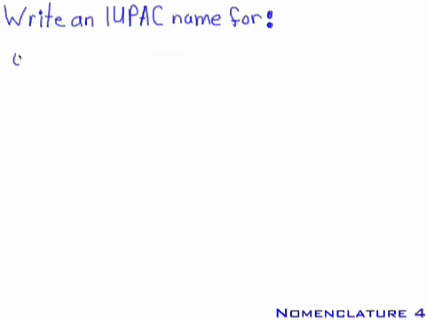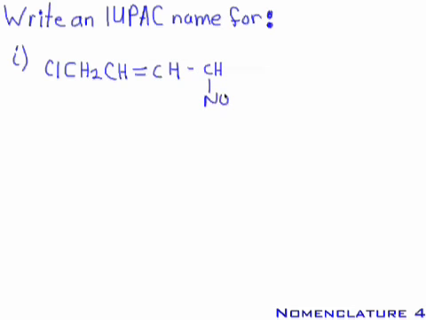The first molecule that we were asked to write an IUPAC name for had a chlorine attached to a CH2, which I believe was attached to a double bond, which is attached to a carbon with a hydrogen that had this NO2 group attached to a CH2 with an OH.